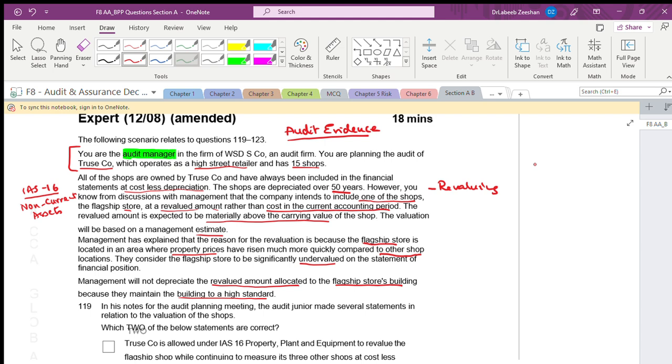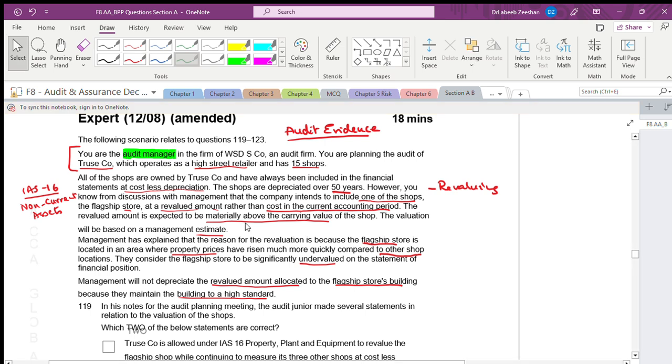Consistency has to be there. Then only there will be a comparison. See, accounting concepts have to be very clear. That is the reason why people find auditing difficult: they do not have accounting concepts clear. You should have consistency, then only there will be a comparison. If there is no consistency, there will not be a comparison. This is the brief scenario they have given.